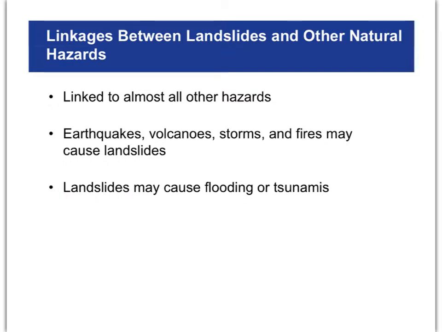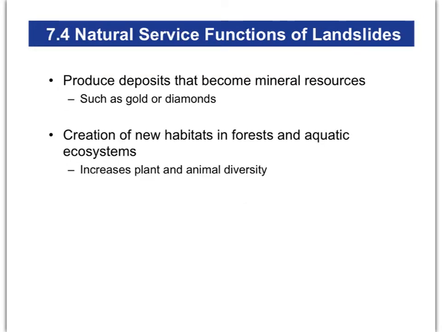What can landslides cause? Well, flooding. We know that landslides can dam rivers up, and so if that water gets backed up, it can cause flooding, even tsunamis. We mentioned how in the Hawaiian Islands, there are believed to be giant landslides that caused tsunamis that happened hundreds of years ago. So all these things are links between landslides and other natural events.